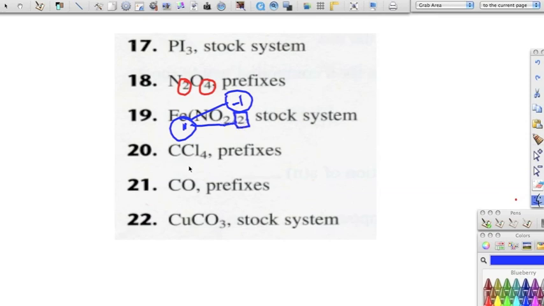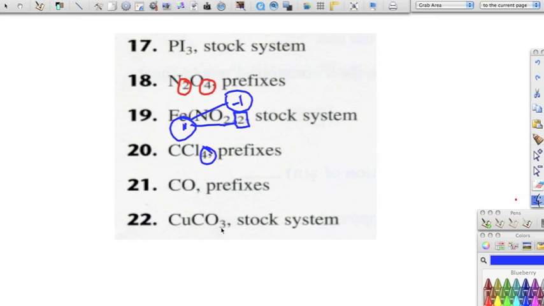Moving on to 20, we see that we have a covalent compound, so we're using our prefixes. We have carbon, 4 being tetra, so we're going to have carbon tetrachloride. 21, again we have a covalent compound, and we see that we have carbon by itself, and then we have oxygen by itself, so it's going to be carbon monoxide.